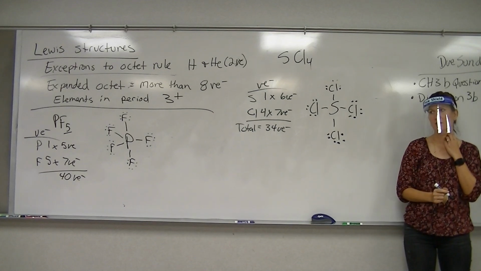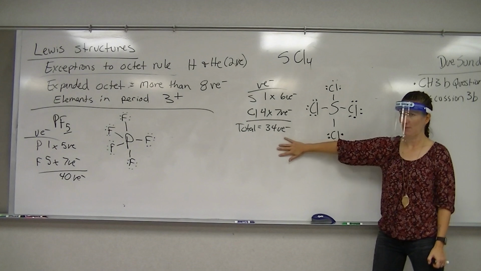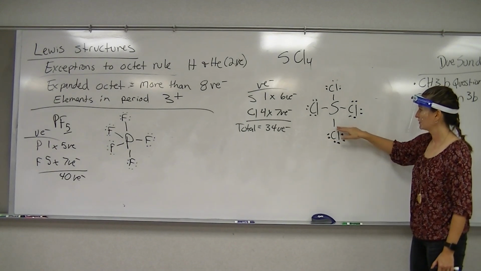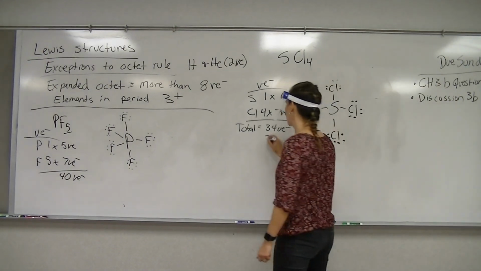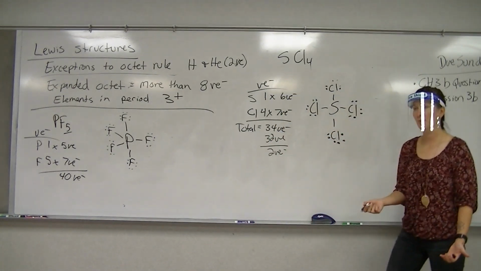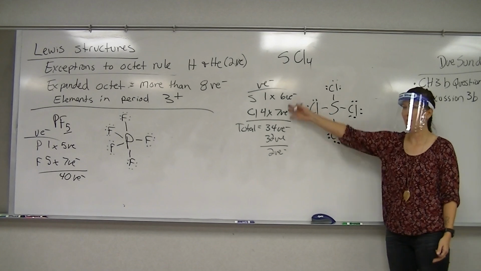Is sulfur happy? Okay, but always check. Make sure you used all the electrons. 2, 4, 6, 8. So what's 8 times 4? 32. I've only used 32. That means I have 2 left. Where am I going to put them? Because I have to use them all. I can't just say, oh, I don't need those. No, they're part of it.